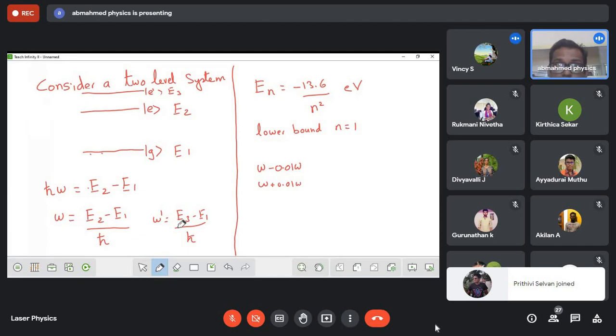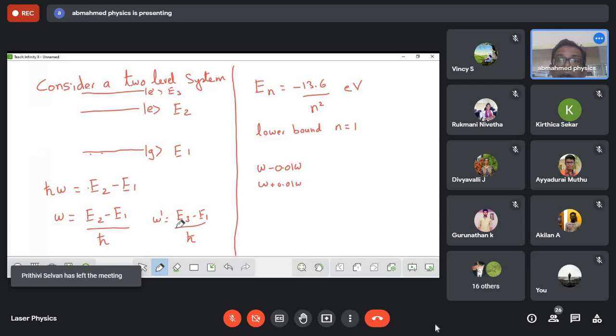Do you understand the question? What I'm trying to say is that I'm exciting from E1 to E2. What is the amount of energy needed? Omega. Let us consider omega is equal to, sorry, one electron volt. That is a very reasonable one, right? 1.1 or 1.2 electron volt. Do you agree with this?